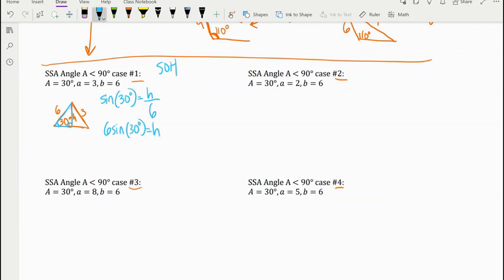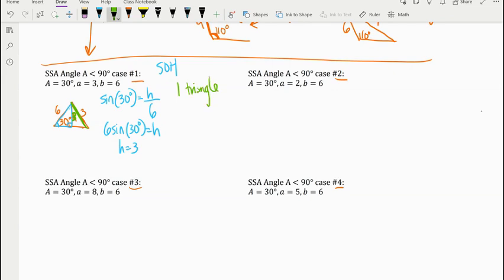So I get 6 times sine of 30 is equal to h. Well, I actually know what sine of 30 is because I know my unit circle, right? Sine of 30 is a half. So h is equal to 3. Okay, so I'm going to amend my picture here, because if I have a height of 3, can this side also be 3? No, because they can't be the same size. So this is going to be one triangle.